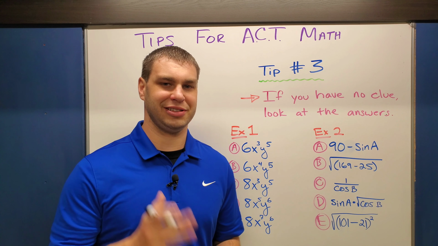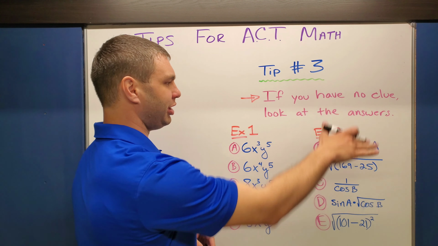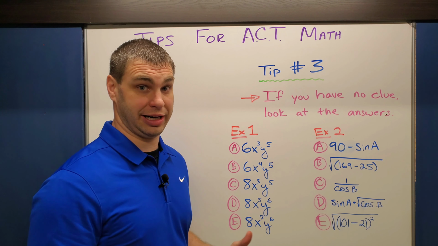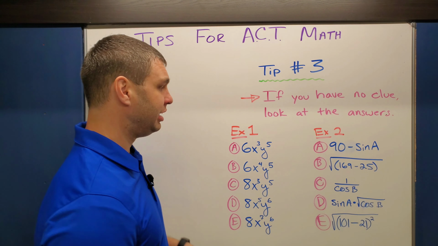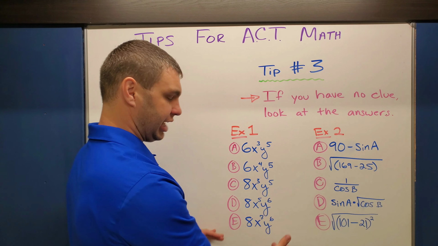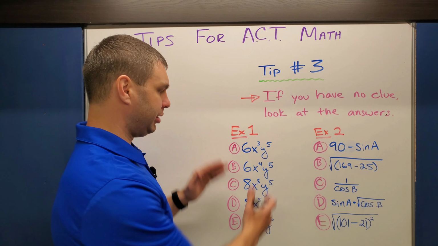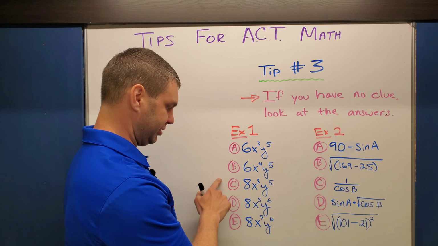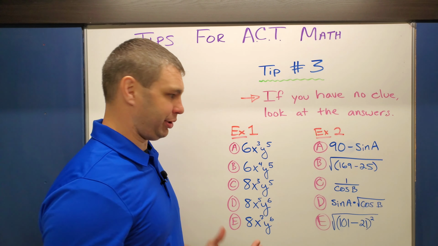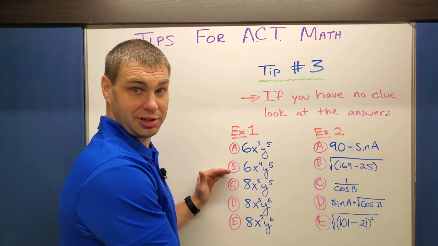All right, guys, tip number 3 is a little bit of a Hail Mary, but if you have no clue what the question's asking, look at the answers. Obviously, the correct answer is right there in front of you. You just have to pick the right one. So let's say in example 1, this is just a set of answers. I don't have the question written, but I'm seeing right away that A and B start with 6, C, D, and E start with 8. I'm probably gonna go with the one that has more 8s, so I'm gonna choose that one.